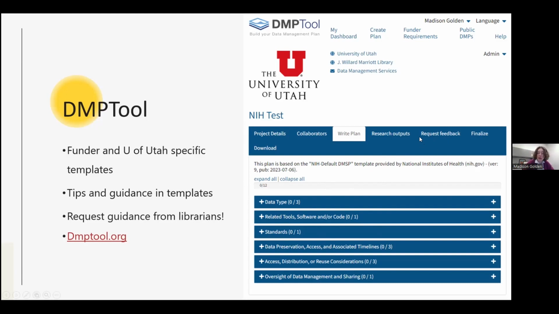If you want to request feedback after making a plan, whether it be a test plan or a real plan, you can request feedback directly through the tool, and it'll send an automated email to me and Kaylee that someone wants some feedback, and we can go in there and review it and provide any tips for how it could be improved.